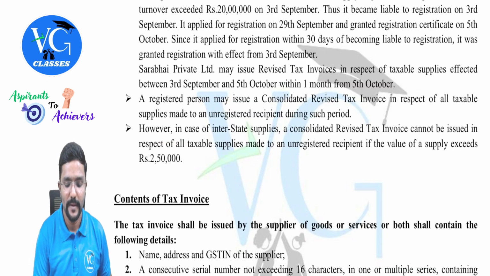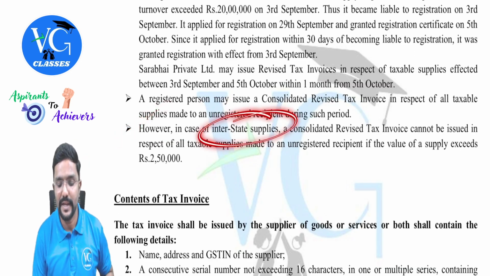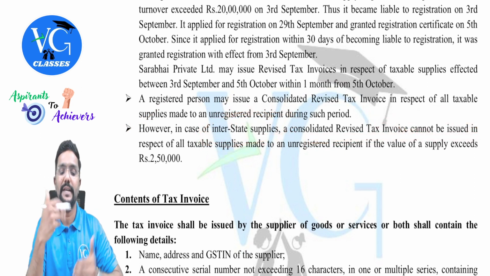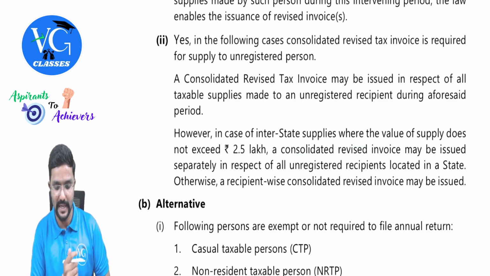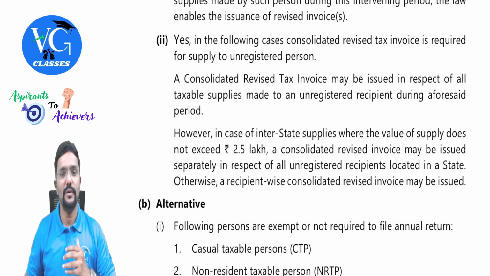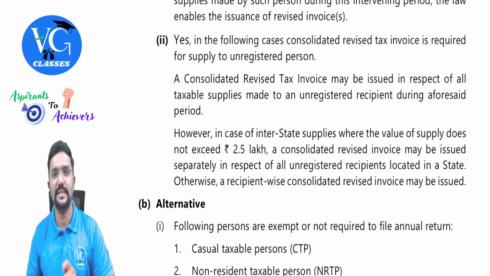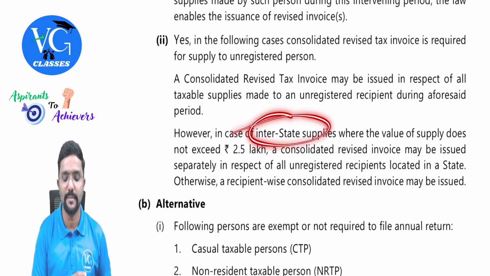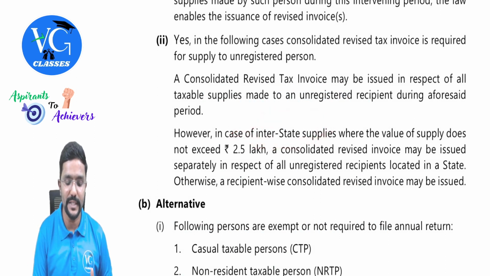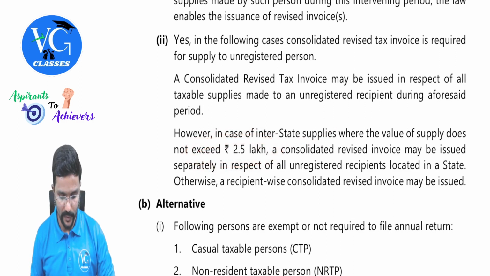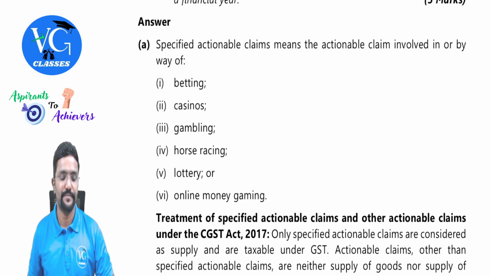We have seen that in case of interstate supply, a consolidated revised tax invoice cannot be issued. But they have given it the opposite way here, guys, in the suggested answer. Because they asked, can we issue a consolidated revised tax invoice? Yes. If the recipient is unregistered and it is an interstate supply, only if the value does not exceed 2.5 lakh, we can.